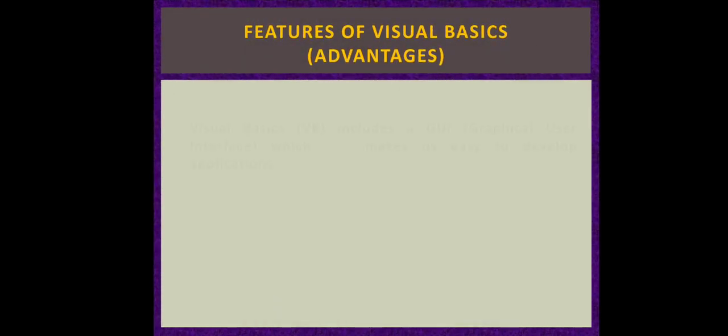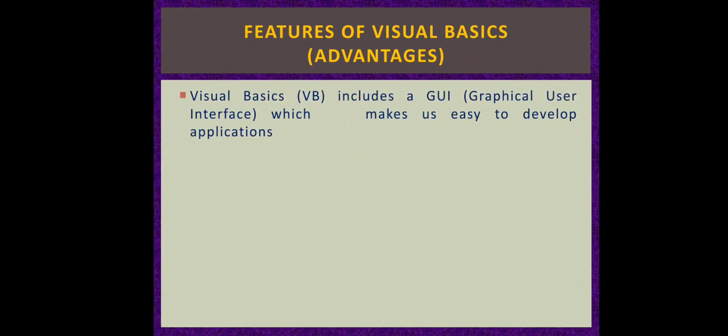As we can see, the first feature of Visual Basic is that it is a graphical user interface, which makes it easy to develop applications. Being user friendly, the programmer feels very at ease developing applications, since this graphical user interface has various inbuilt features. By those features, it becomes very easy to develop a particular application in Visual Basic.